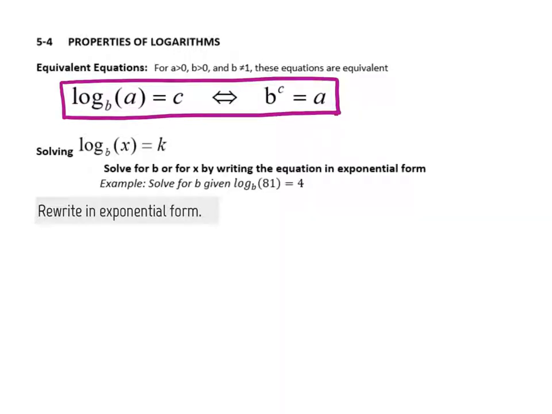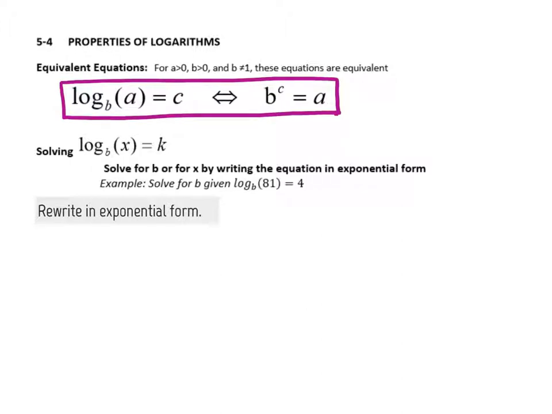Equivalent equations. If we examine the log function, it can be rewritten in an equivalent form as an exponential. Notice the b, the base of the log function, becomes the base of the exponential function. And the output here becomes the exponent, and what's in parentheses becomes the output over here.